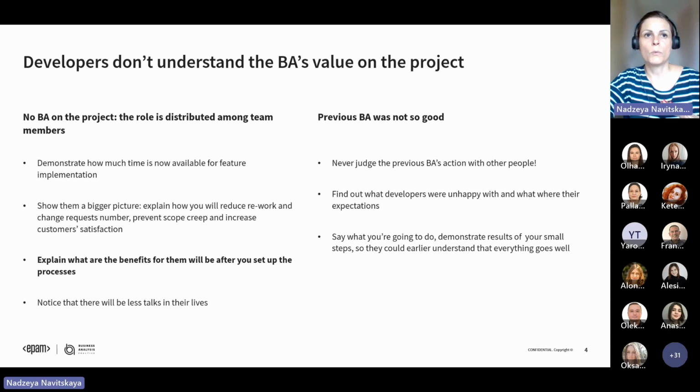So just find out what developers were unhappy with, and try to understand how you can make their life better, how you can meet their expectations within a short time. Because sometimes in the beginning you can do just small things, like changing the structure of user stories, providing them more information about priorities, being more proactive in internal groomings, and it will change their minds. Yeah. And of course, the next tip is to try to say more about what you're going to do.